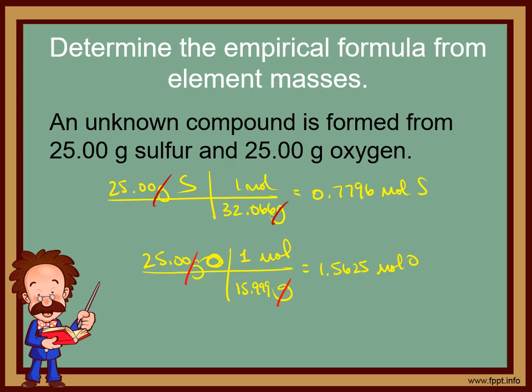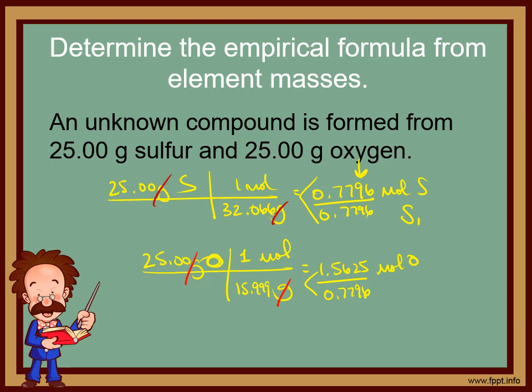Next step, we're going to divide both of these mole numbers by the smaller of the mole numbers, and that's this guy, 0.7796. This one is math I can do in my head. It's equal to 1. So I've got sulfur 1. This one I'm going to use the calculator because it's a little bit messier.